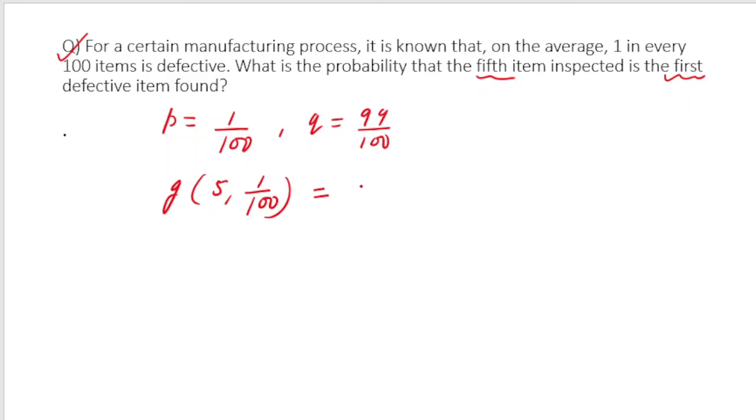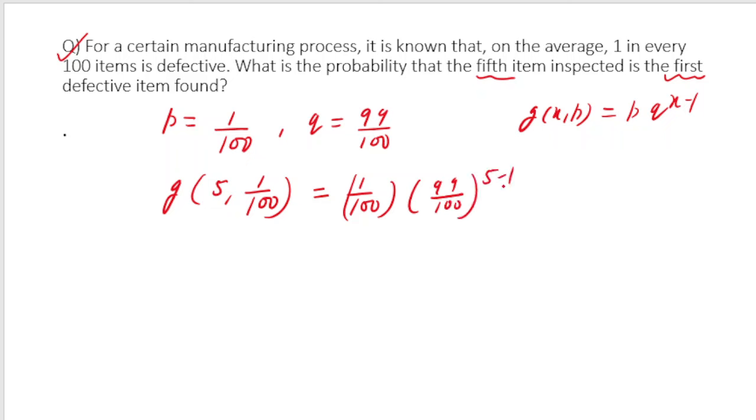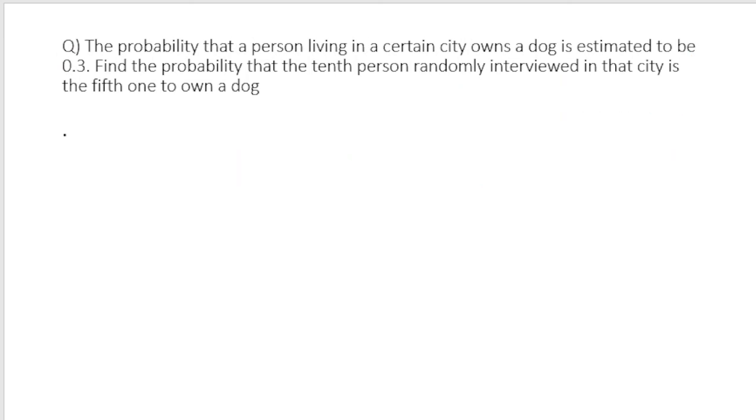So what was the formula? Let me write it here so that you don't get confused. g(x; p) is p q to the power x minus 1. So here p is 1 by 100 and q is 99 by 100. So 99 by 100 to the power 5 minus 1. So what do we get? You can simplify it. I am not going to do all this simplification for you. Yes or no? You might be thinking that I am leaving all the simplification, but anyway, you can write it as 1 by 100 into 99 by 100 to the power 4. If you have a calculator, complete it. Okay, fine. Go to the next problem.